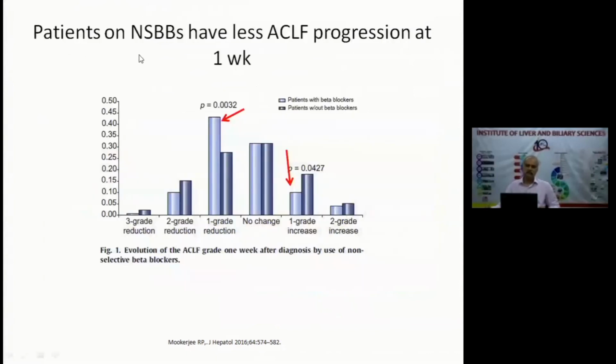Similarly, patients on non-selective beta blockers have less ACLF progression at 1 week. As we can see in this graph, this bar shows patients on beta blockers. 1 grade reduction was in a higher percentage of patients who were on beta blockers, and 1 grade increase was in a lower percentage of patients who were on beta blockers as compared to patients who were not on beta blockers.